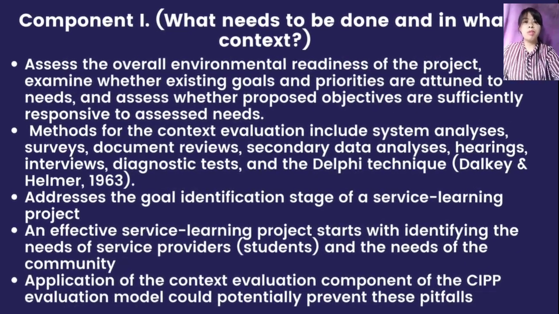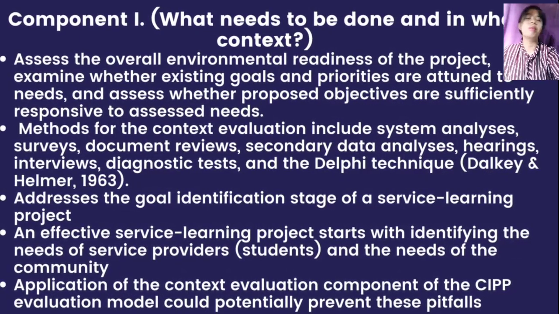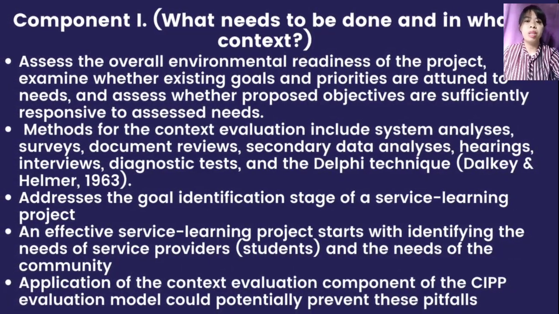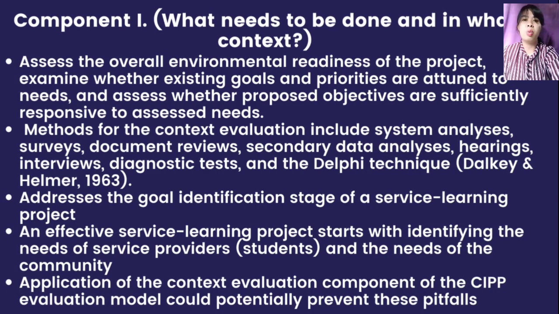Moving on, let's now proceed to the 4 components of the CIPP model by Stufflebeam. Component 1, what needs to be done, and in what context. Component 1, according to Stufflebeam, is to assess the overall environmental readiness of the project. Examine whether existing goals and priorities are attuned to needs, and assess whether proposed objectives are sufficiently responsive to assessed needs. This component addresses the goal identification stage of a service learning project. Therefore, application of the context evaluation component of the CIPP evaluation model could potentially prevent this pitfall.